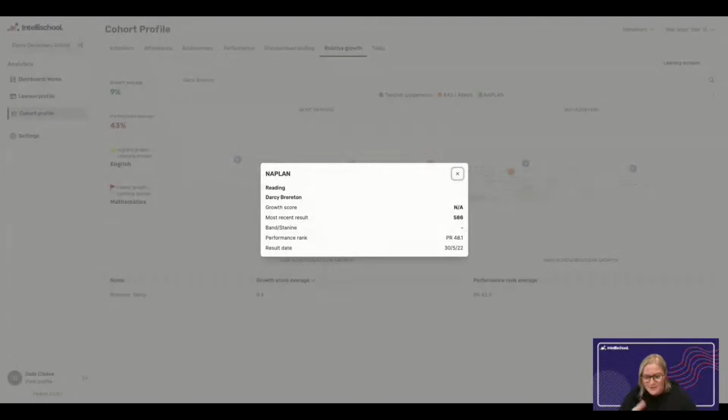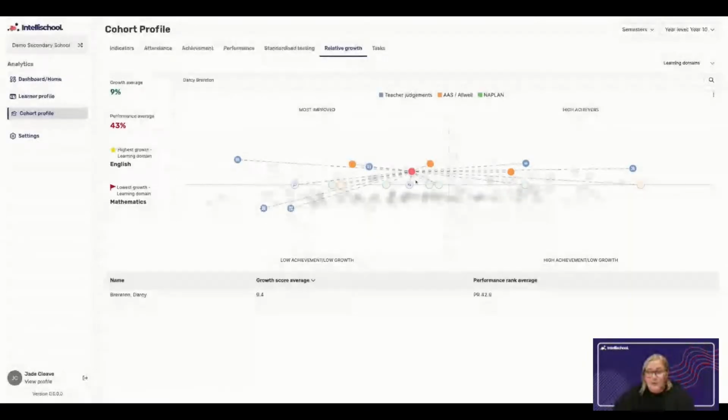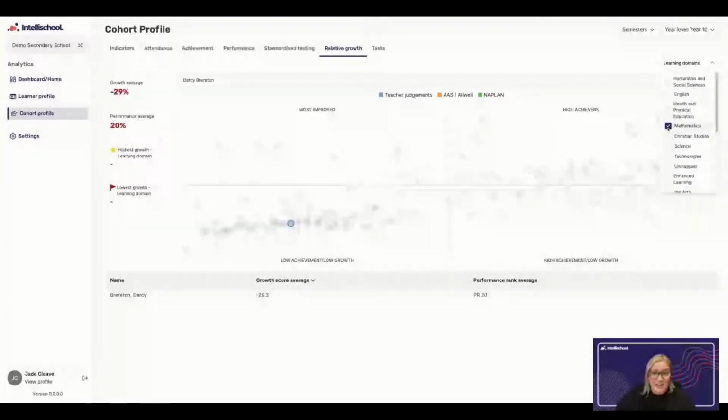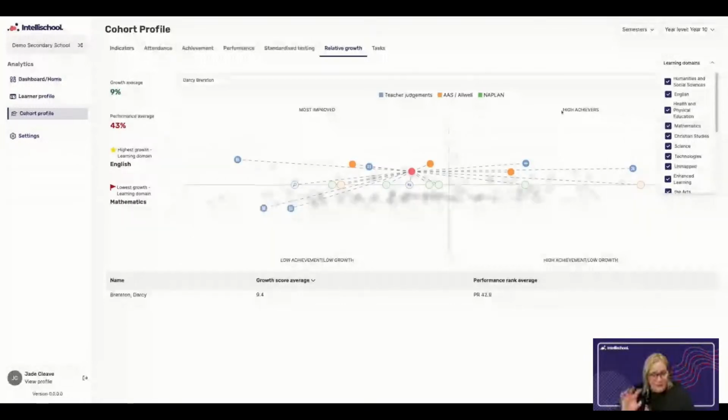So this is probably really good information for those who are already using us. If you ever see those dots that are just sitting there on the x-axis, it's because we don't have a secondary data point with which to compare. Therefore, we can't calculate that growth. What you can also do is, when you're in this view, you can come back up here to the learning domains, and maybe I just want to isolate English for Darcy, or maybe I just want to isolate mathematics. So you can absolutely play around with what's being visualized as you're looking at an individual student.